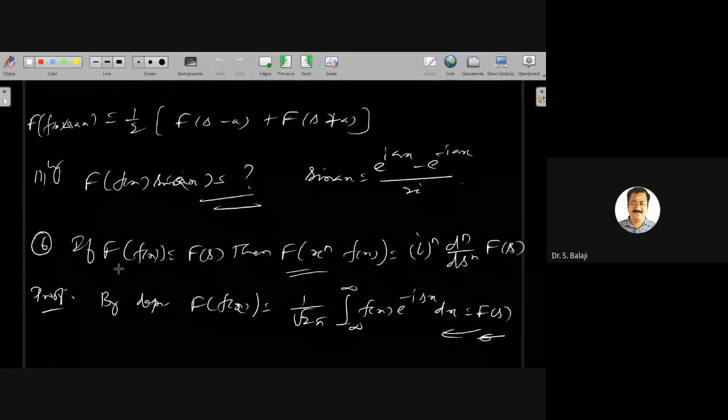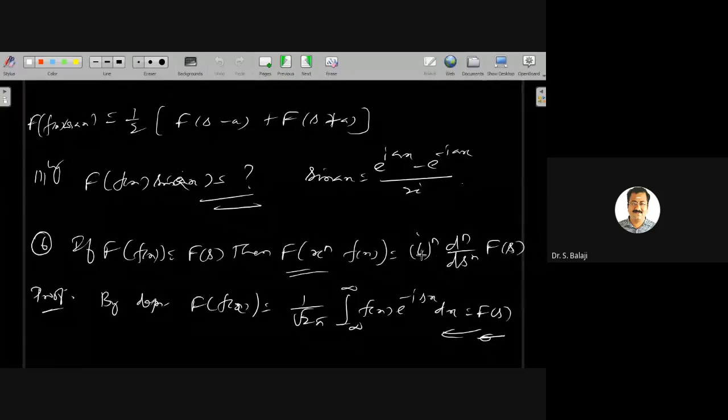Last property. If Fourier transform of f of x equals f of s, then the Fourier transform of x power n f of x, when a polynomial of x, x power n, is multiplied with f of x, equals I power n d power n by ds power n of f of s. The previous two properties are when an exponential is multiplied and then cosine or sine is multiplied. Now an algebraic polynomial of x is multiplied, x power n f of x.